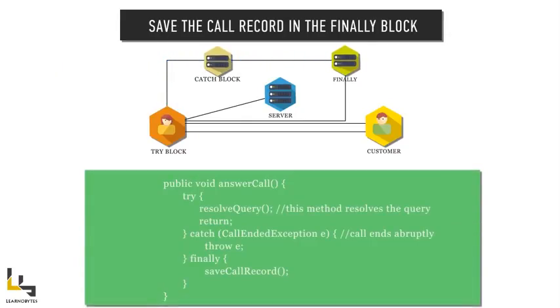If the try or catch block has a return statement, first finally will run and then it will go back to return. In case there is an exception, finally will run first and then will go back to throw the exception.